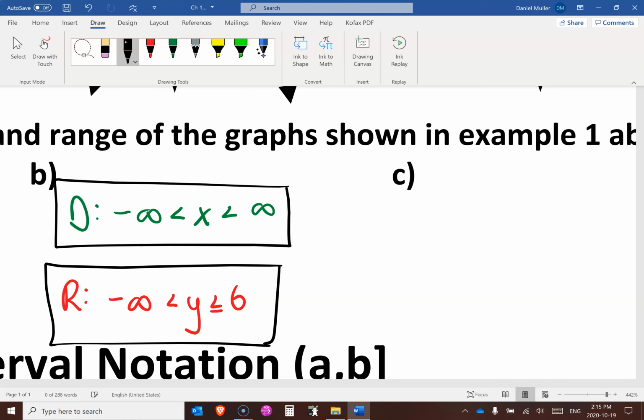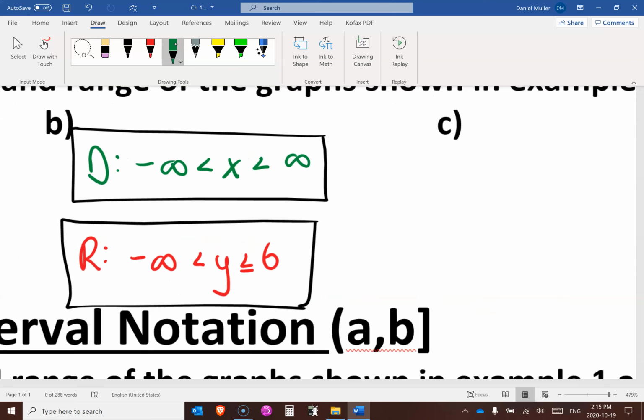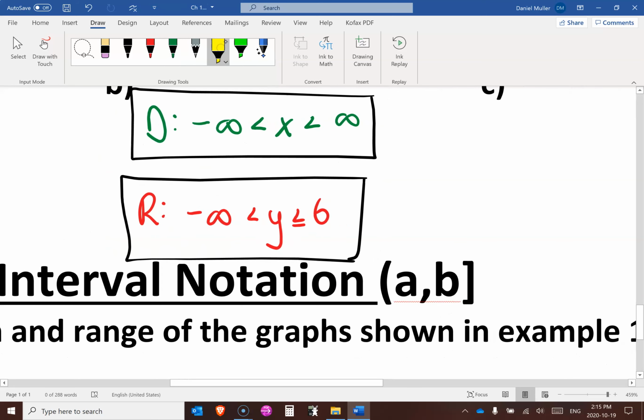Now, you can write this differently below. So domain and range. If it doesn't have the equal sign in the inequality, then what we're going to do is a round bracket. And if it does have the underline here, then we're going to do a square bracket. So another way to write it is called interval notation. You can see an example here. So you pick the lower number, and then the higher number.